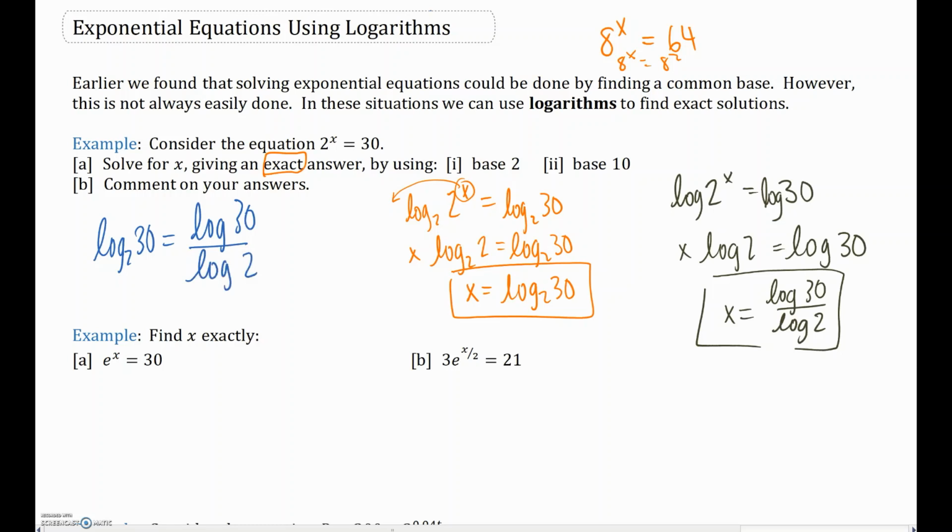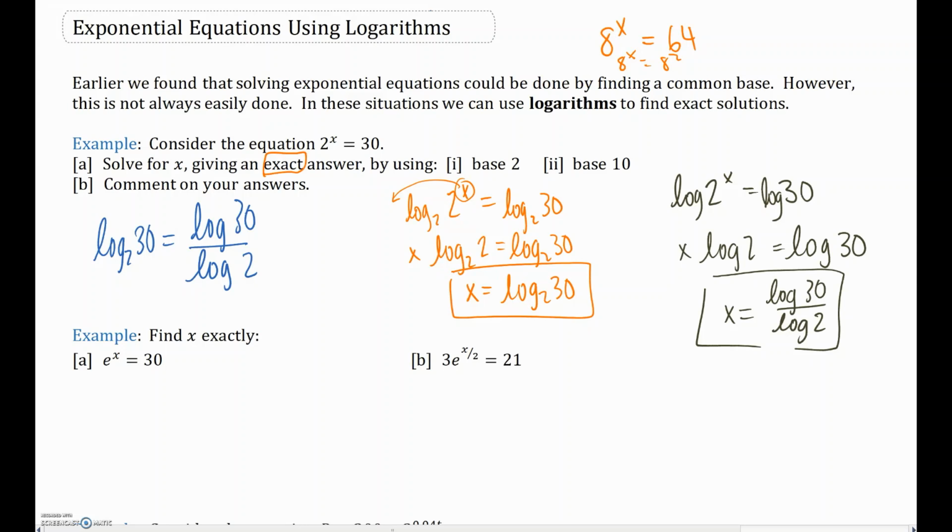If anyone knows the change of base formula, I'll say it quietly: change of base. It's like an ASMR video. If anyone knows that, then I bet they're setting that up. All right, so interesting to notice log 2 of 30 is equal to log 30 over log 2.